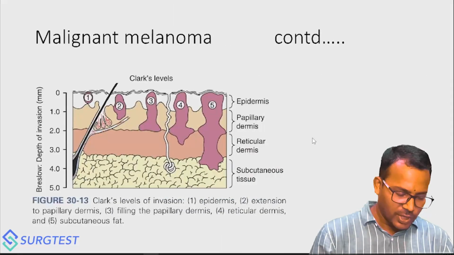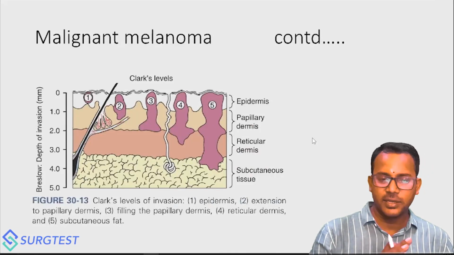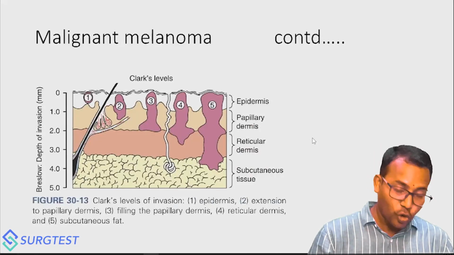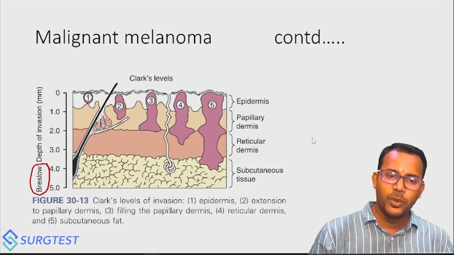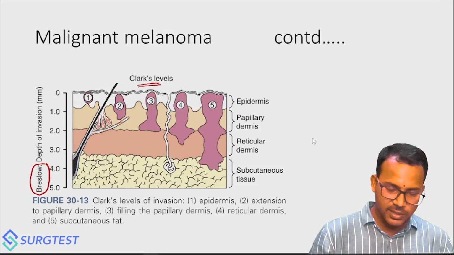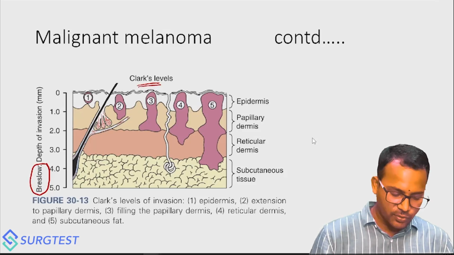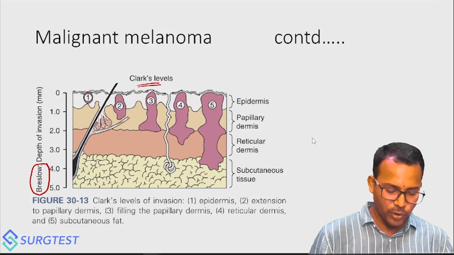Okay, so this slide is regarding the thickness of the malignant melanoma. The most common way that we tell is regarding the Breslow's thickness. Previously, they used to tell regarding Clark's. Okay, Clark's 1, 2, 3, 4, 5, wherein Clark's 1 will be restricted itself to epidermis.